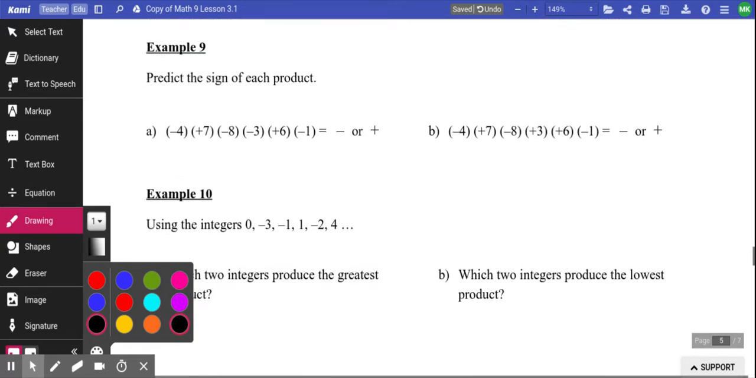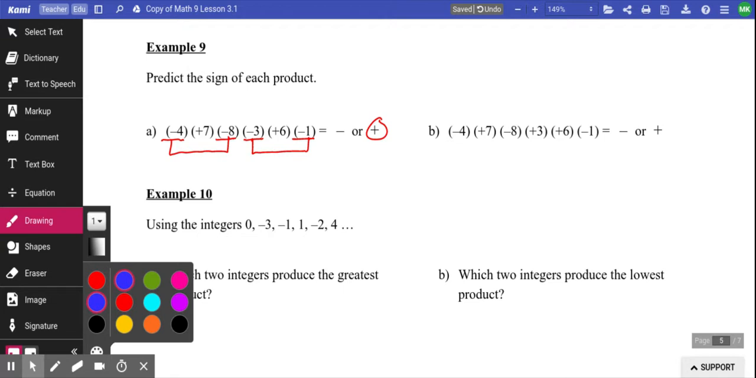Awesome. Number 9. We're not actually going to solve number 9. We're just going to predict whether it's positive or negative, Merrick. So to predict if it's positive or negative, you have to count the number of negatives being multiplied. So if you look at A, there's 1, 2, 3, 4 negatives. That's an even number. That means your answer will be positive. I like to pair them up, right? Because 2 negatives make a positive, 2 negatives make a positive. Now everything's positive.